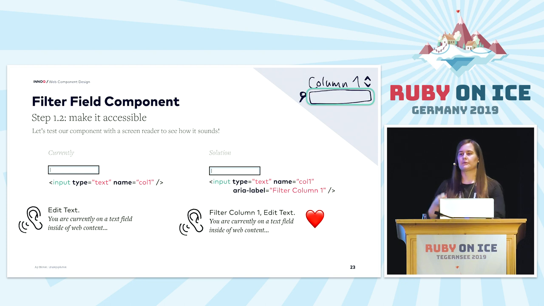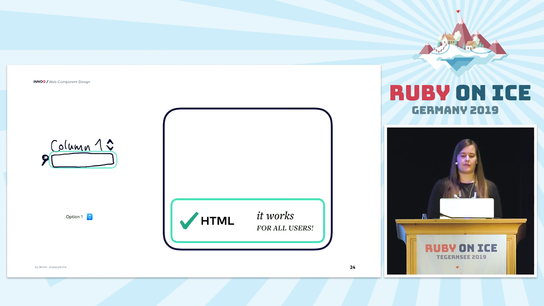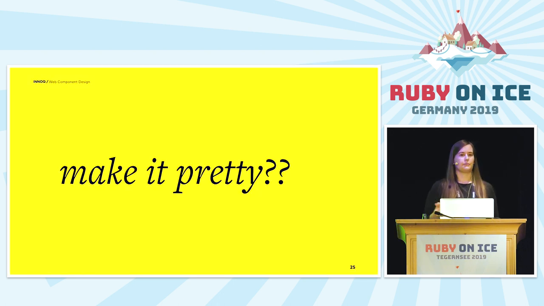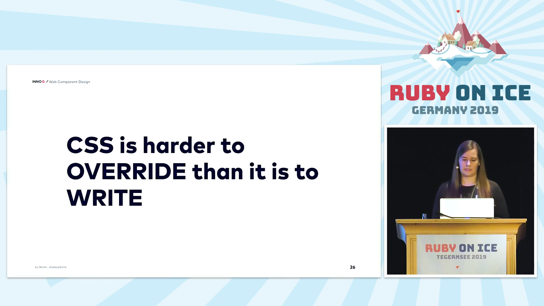So now we know not only that we want to edit text, but we know that by editing the text, we will be able to filter column one. So now we have an HTML component that works for all users, and we want to make it pretty. But here I've added a question mark after making it pretty, not because I don't believe that we should make it pretty, but because of the fact that CSS is harder to override than it is to write. I've had this experience working with other libraries very often, that when there's a very hardcore CSS implementation from the library that I'm trying to integrate, it's really difficult to modify that implementation so it looks like my website.